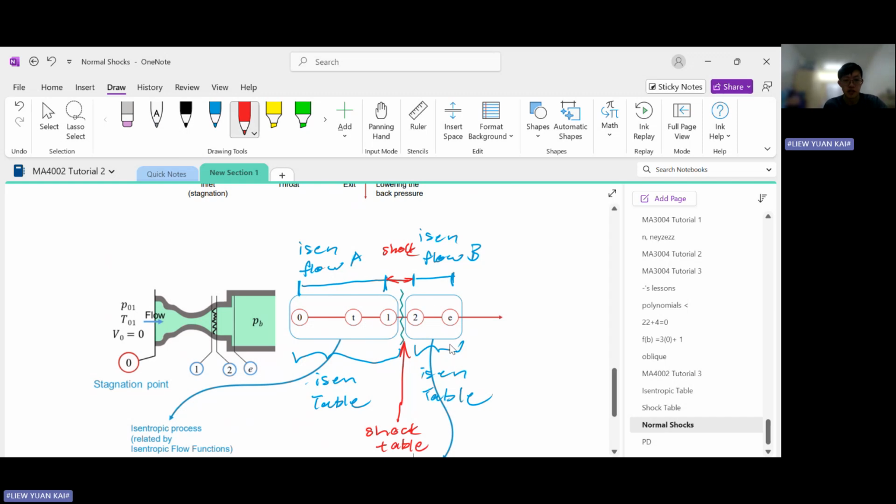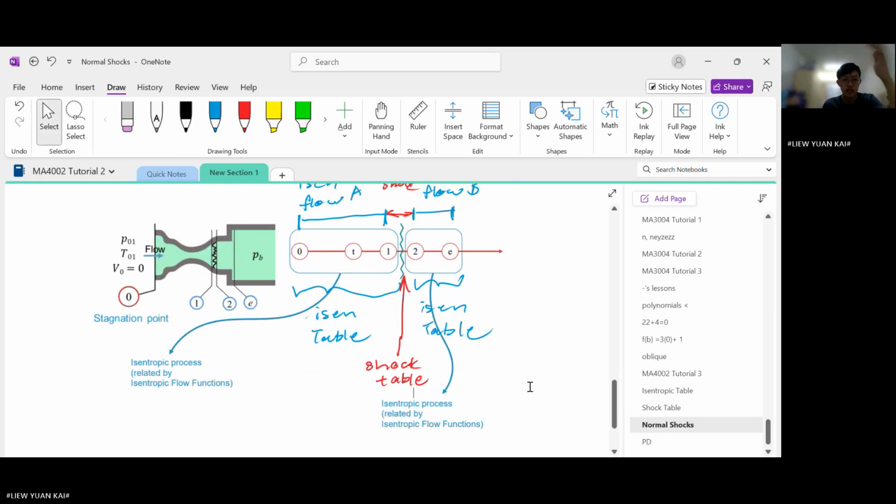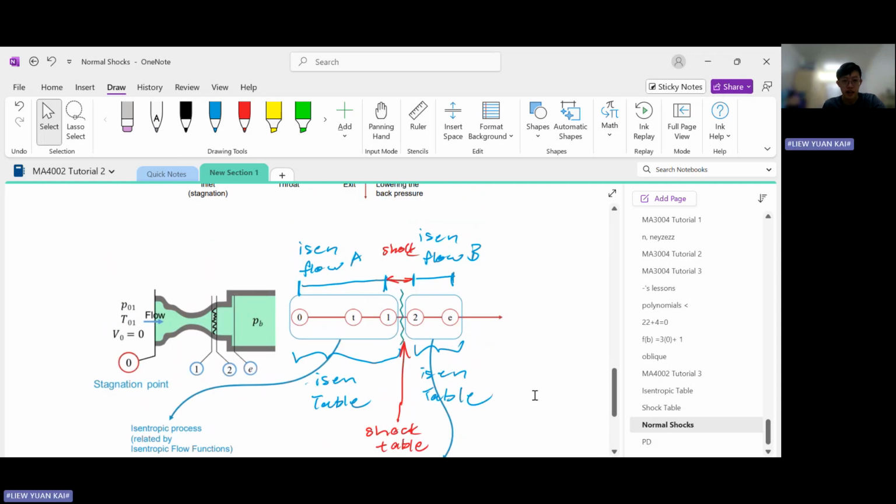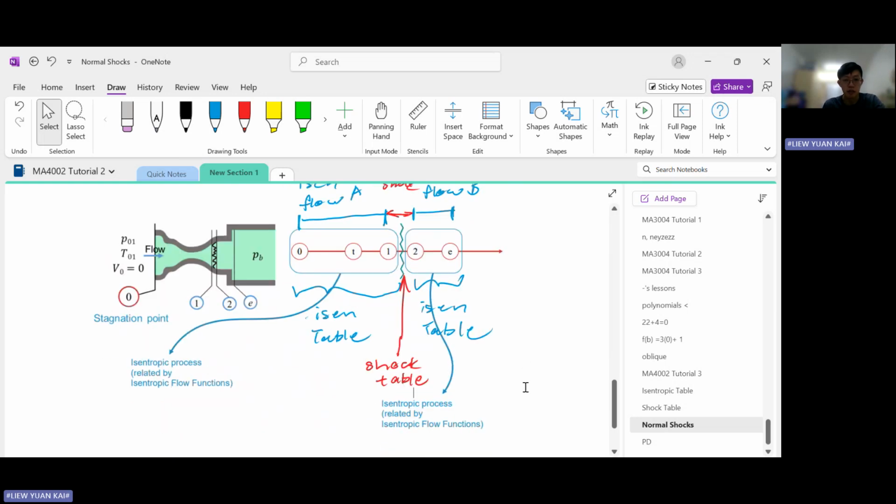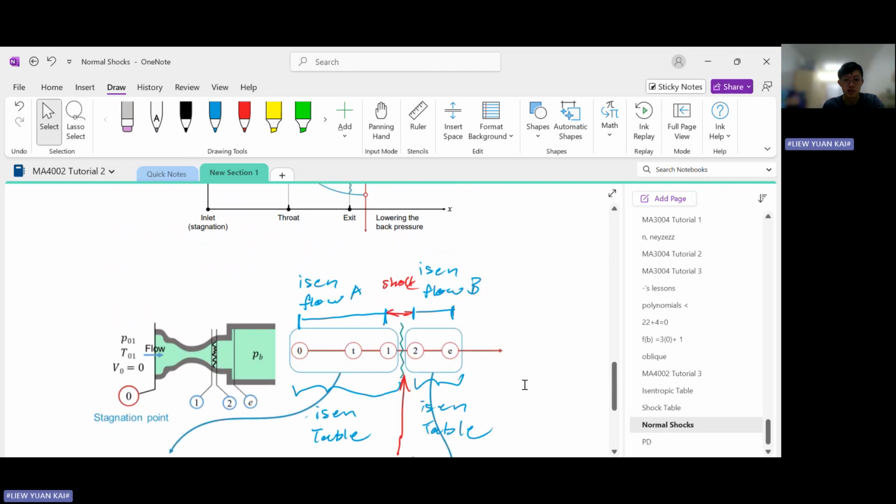This is important when you go through the tutorials. This is how you find the various conditions in a flow containing a shock. You must identify, between this point and this point, is it an isentropic flow or is it a shock? Then I will use the appropriate table. Then between this point and this point, is this an isentropic flow or a shock? Then I will use the appropriate table. So that's why it's important to know this much.